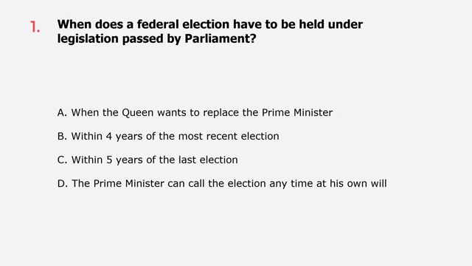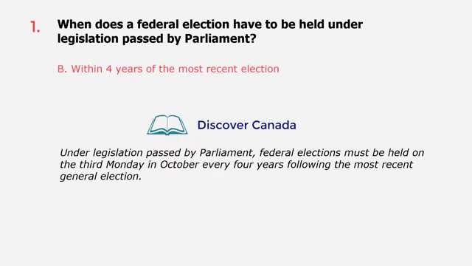Question 1. When does a federal election have to be held under legislation passed by Parliament? A. When the Queen wants to replace the Prime Minister. B. Within 4 years of the most recent election. C. Within 5 years of the last election. D. The Prime Minister can call the election any time at his own will. The answer is B. Within 4 years of the most recent election.